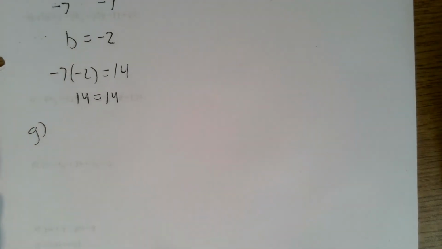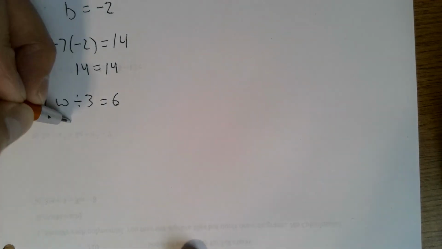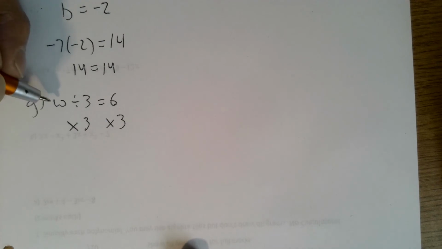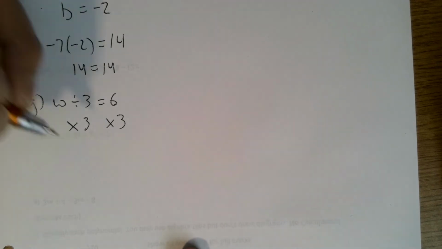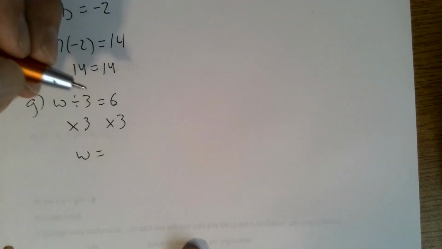Next one, G. W divided by 3 equals 6. Okay, and again, I want to end up with basically W times 1 or divided by 1. So I want to do the opposite of dividing. So I'm going to multiply both sides by 3. So if I take W, divide it by 3, and then multiply it by 3, I just get back to the same number. Basically the same as multiplying by 1. So on this side, I'll have W, and on this side I've got 6 times 3 is 18.